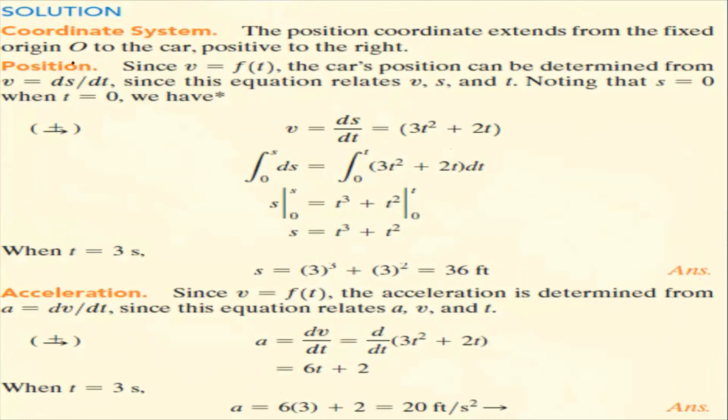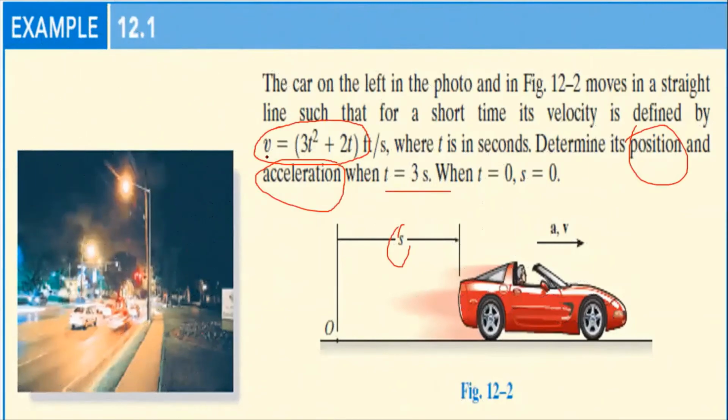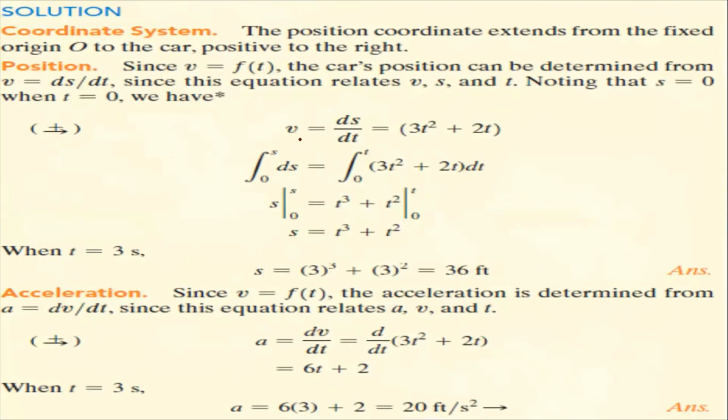So I'm moving towards the next slide. In this solution, the car's position can be determined from v equals ds over dt, since this equation relates v and t, noting that s equals 0 when time is 0. So v equals ds over dt, obviously we know that velocity is the change in displacement divided by the change in time, and it equals 3t square plus 2t. It is given in the question. So you can see over here the equation is 3t square plus 2t equals v. So v is equal to ds over dt. So we will compare both the equations.